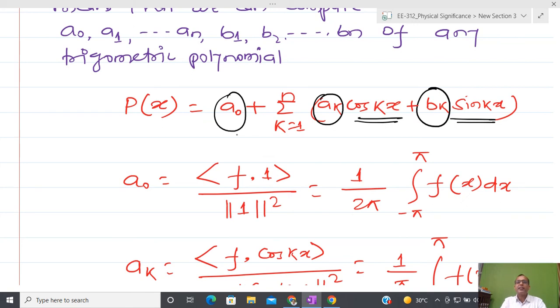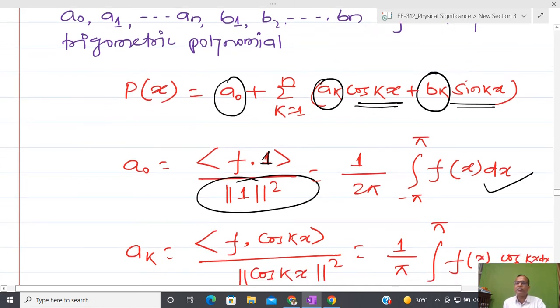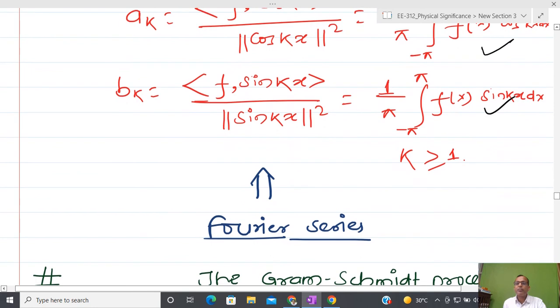You can take the inner product of that particular function with the first element of the basis, and after that you divide by the norm of that particular basis element, and then you are able to find the coordinate. Okay, I will reinterpret this in terms of perpendicularity in the next class. Similarly I can find a_k and b_k, and this is nothing but the Fourier series.